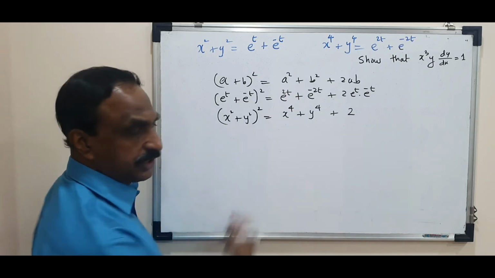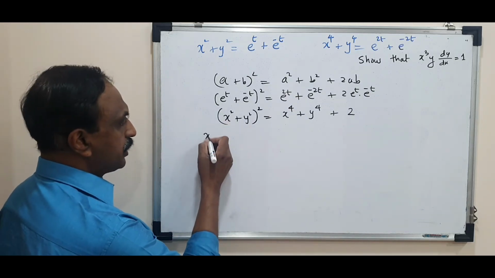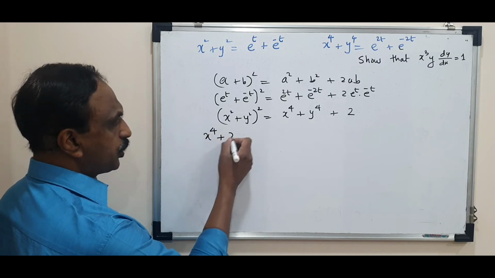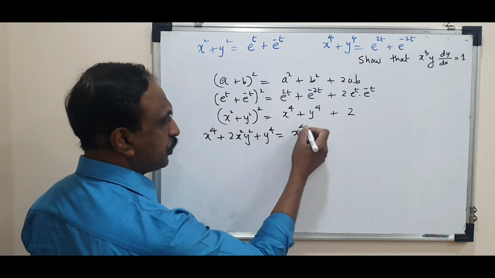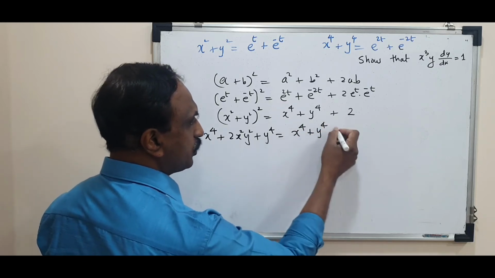Now you can further simplify this by expanding it. So x raised to 4 plus 2x square y square plus y raised to 4 is x raised to 4 plus y raised to 4 plus 2.